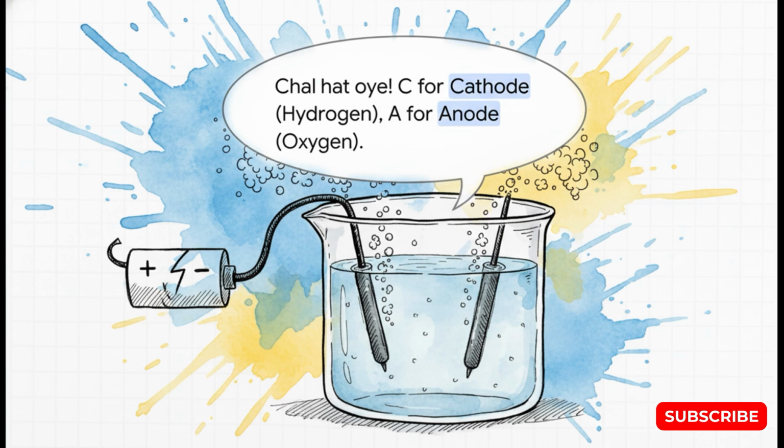The C in CHAL stands for cathode, and HAT starts with H, which reminds us that hydrogen gas gathers at the cathode. Then OI starts with O, and the A sound in OI reminds us that oxygen gathers at the anode. Just a brilliant little trick to lock that knowledge in, for sure.